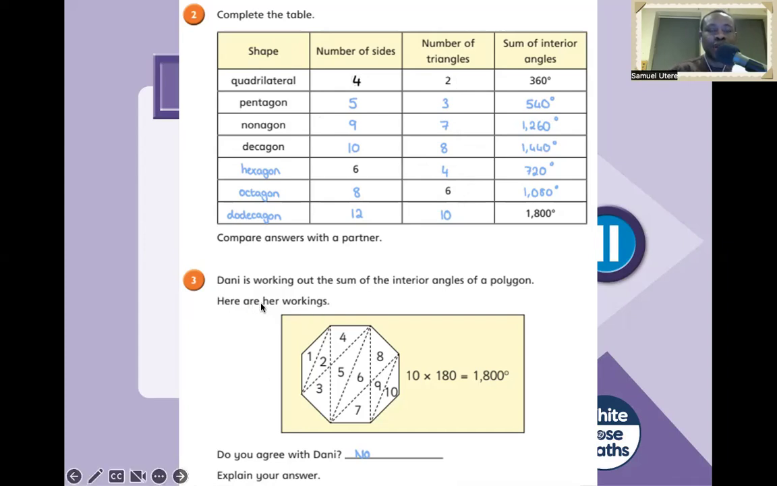For question 3, you were asked, Danny is working out the sum of the interior angles of a polygon. Here are her workings. What mistake has she made? Well, she has not drawn the triangles from the same vertex. The lines should not overlap.